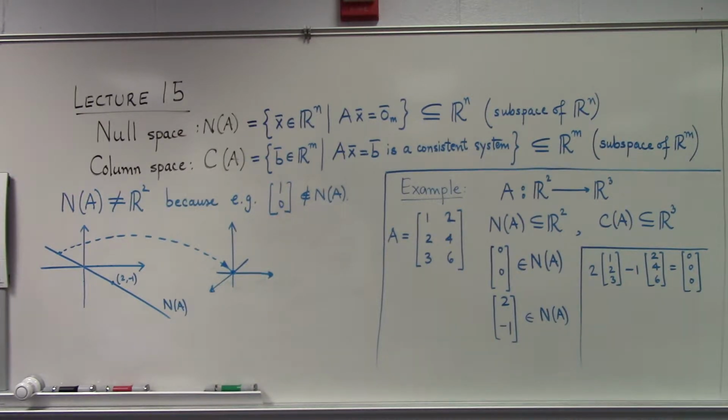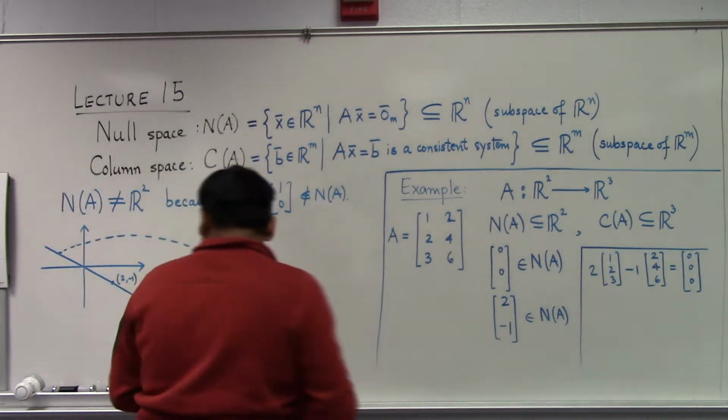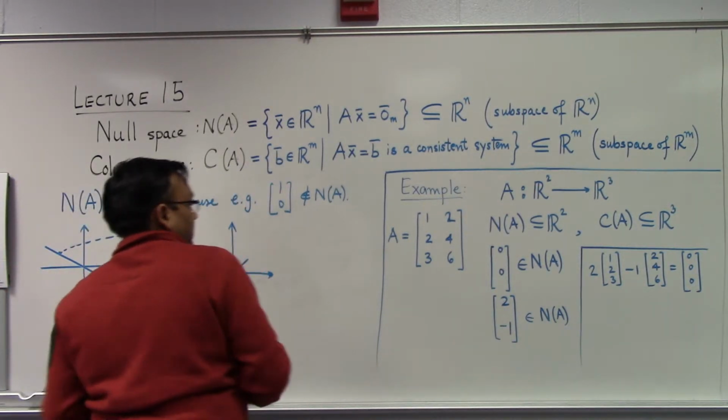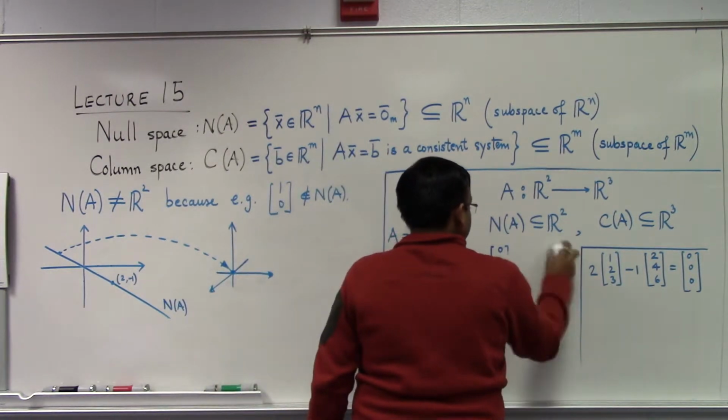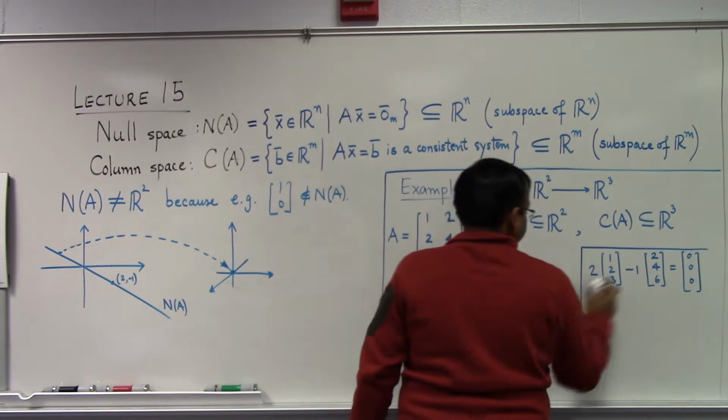Another question is, what about the column space? What all things can I hit over there? Now, the column space lives in R3, so I have to find out things which live in the column space. Let's go for some obvious creatures first. So this time we are going to talk about the column space.